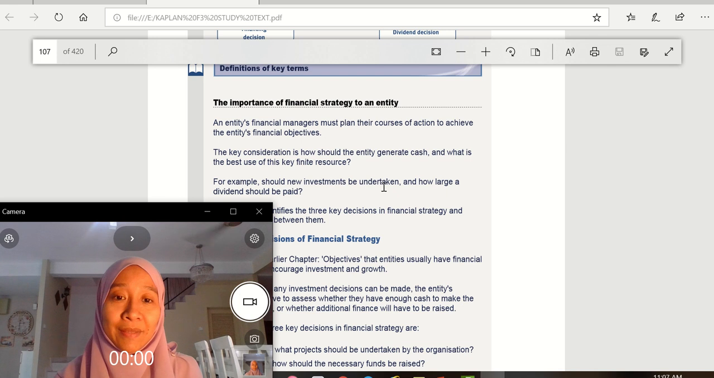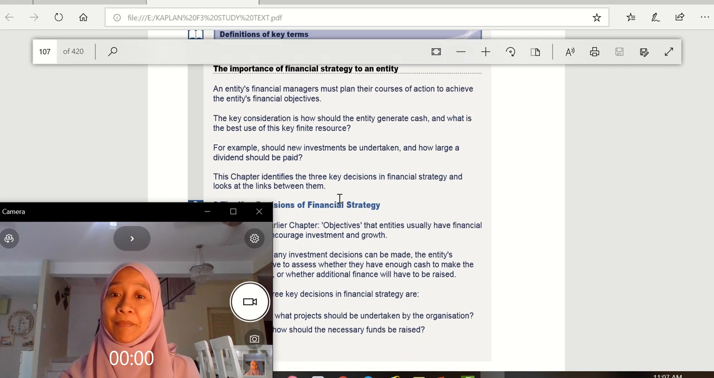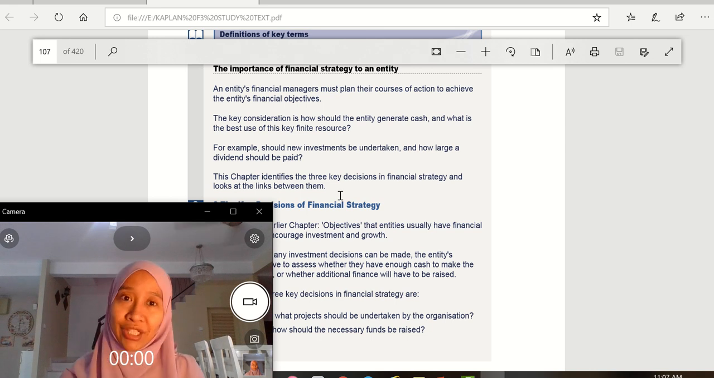For example, should new investment be undertaken, and how large a dividend should be paid. Sometimes you can invest extra money. Sometimes you need to support the operation because you want to have a new business or new subsidiaries in another company, another country. So you want to make an investment, so you should choose the best financial aids available. And at the end of the day, you have to put aside an amount of profit for the payment of the interest, for example. So how much is left for the shareholders?